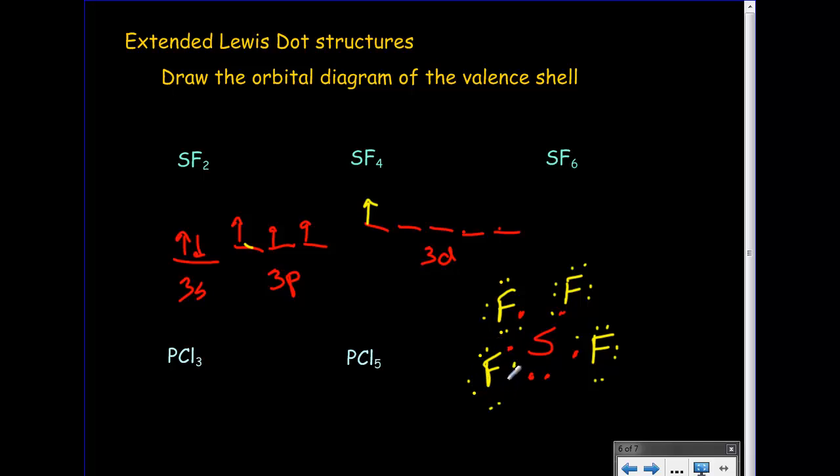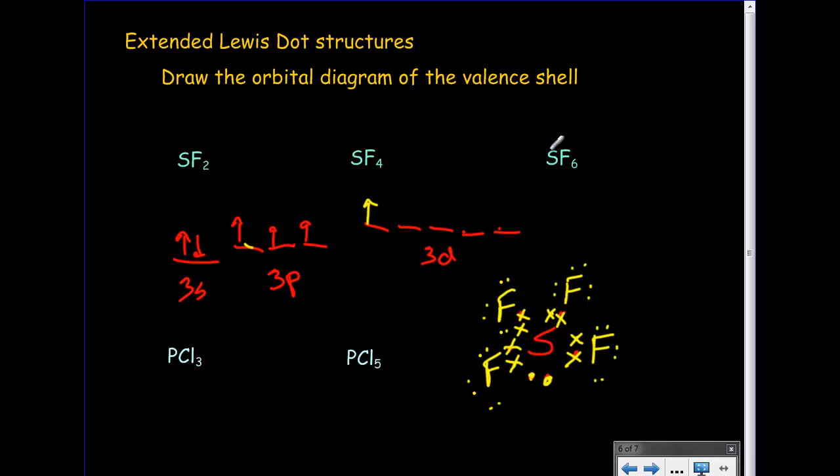This violates the octet rule, because if you start counting electrons all the way around the sulfur, you got this pair down here, 1, 2, 3, 4, 5, 6, 7, 8, 9, and 10. So sulfur actually is seeing 10 electrons as opposed to just 8. And it's because of the d orbitals that this can be allowed.